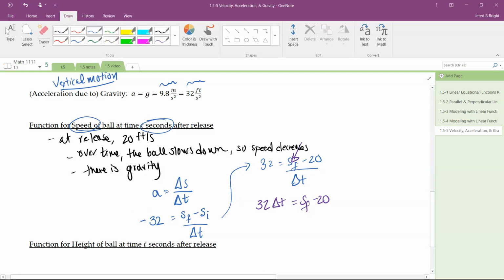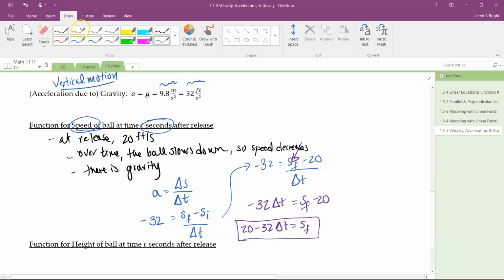The thing that I forgot, we actually need a negative here because gravity is pulling the object down towards Earth, and when we think about it in mathematics, when we go down on a graph, that's typically a negative direction. So we're just going to associate a negative with these. Finishing this off, we have 20 minus 32 delta t is equal to SF. And that really is my function that I wanted to find.